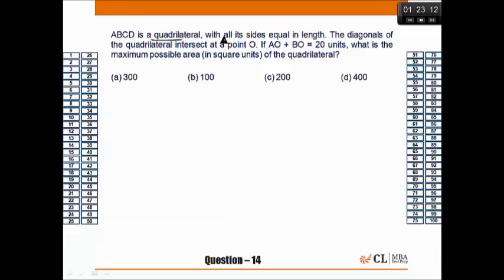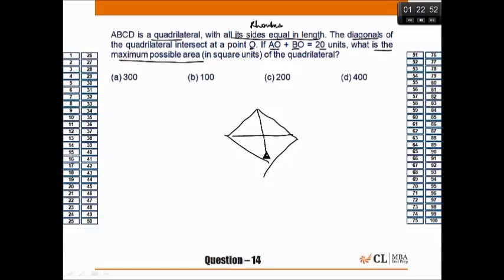ABCD is a quadrilateral with all the sides equal in length. Great, which means it has to be a rhombus, no? The diagonals of the quadrilateral intersect at the point O. If AO plus BO is equal to 20 units, what is the maximum possible area of the quadrilateral? For a rhombus, the maximum possible area must therefore be a square, okay? ABCD is talking about AO plus BO being 20. This plus this is equal to 20. For a square, this must be the same. So 10, 10. Therefore, this area is half base into height, half of 100, which is 50. There are 4 such triangles, 50 into 4 is 200. Okay. 14 is okay.